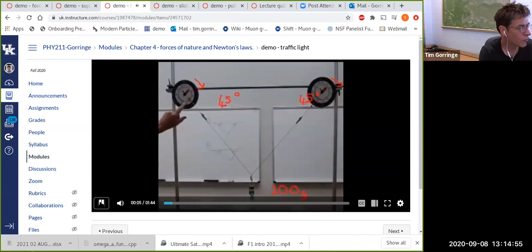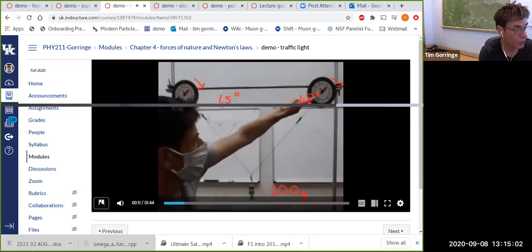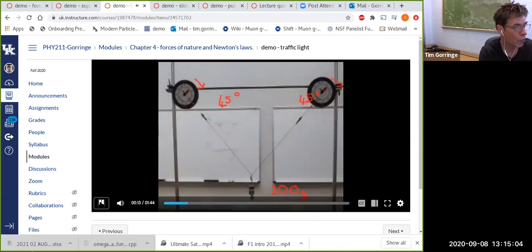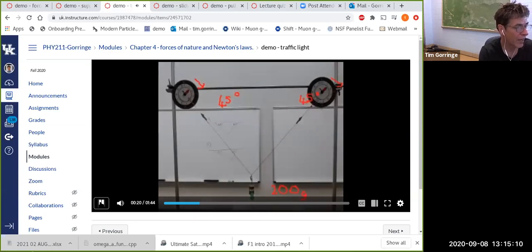So this angle here is 45 degrees and there's a little over 1 Newton tension, and that one is also 45 degrees and it's a little over 1 Newton. And that's with the 200 gram mass hanging on the cables. So then I came along and I rearranged it.